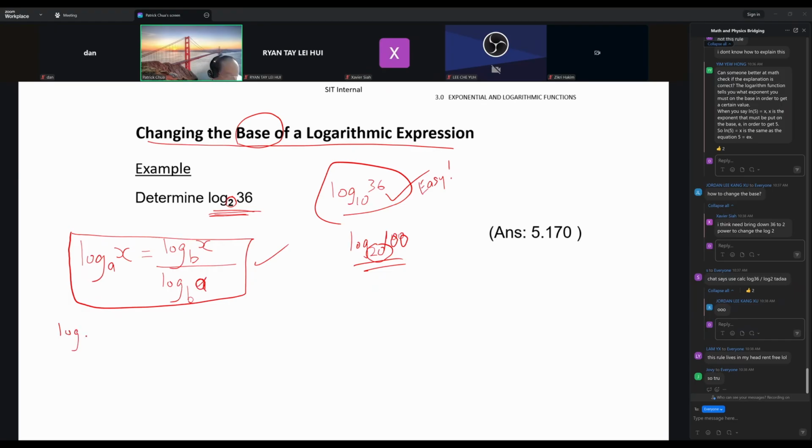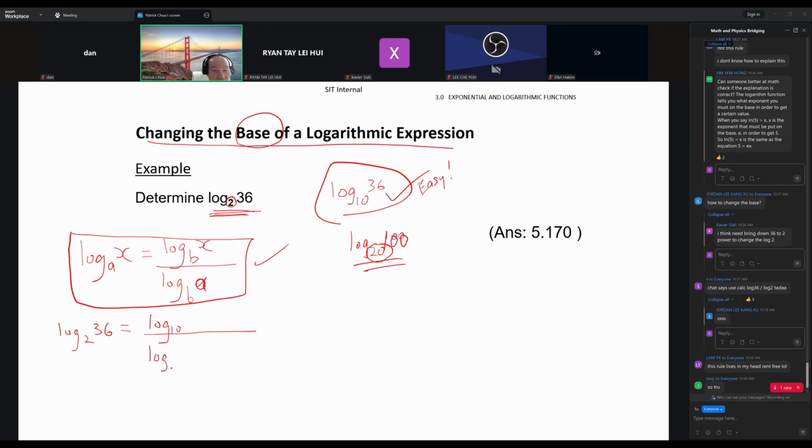Okay, so log to base 2 of 36, applying the formula so that we can use a calculator. Calculators use log to base 10 or log to base e, so we want log to base 10. So here also log to base 10, from the formula, and here will be your 36. The denominator will be your 2. Now you can use your calculator: log to base 10 of 36 is 1.556 and log to base 10 of 2 is 0.301. And then you process further.